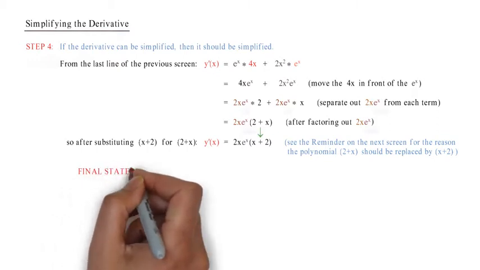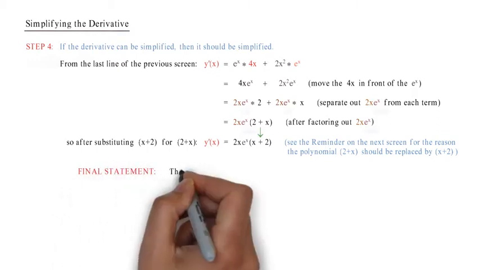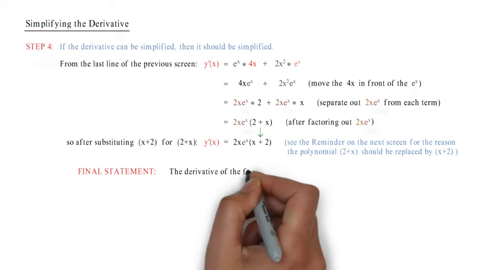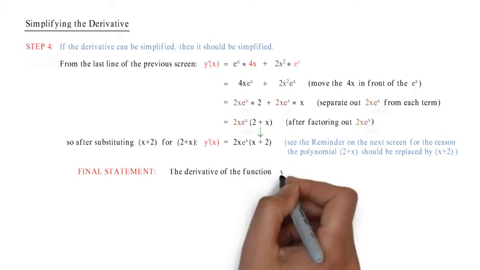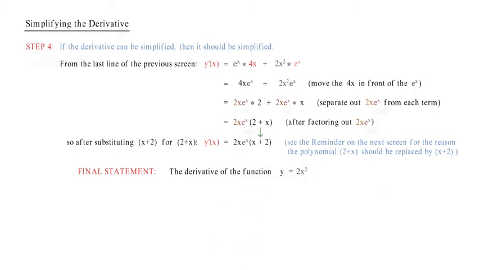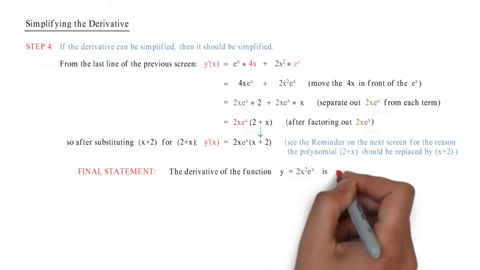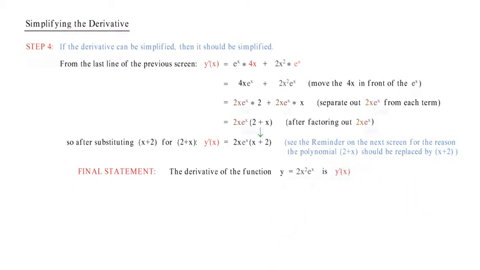Final statement. The derivative of the function y equals 2x squared e to the x is y'(x) equals 2x e to the x into x plus 2.